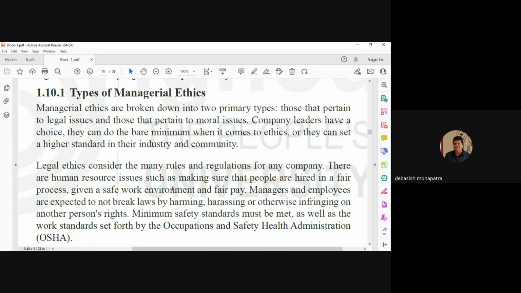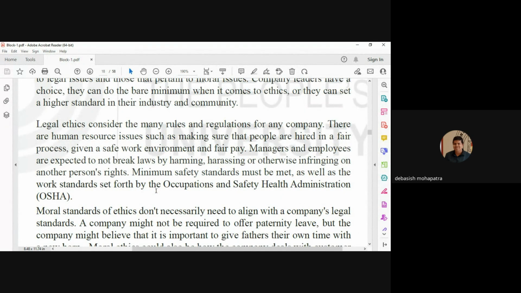There are human resources issues such as making sure that people are hired in a fair process, giving a safe work environment and fair pay. Managers and employees are expected to not break laws by harming, harassing, or otherwise infringing on other people's rights. Minimum safety standards must be met as well as work standards set forth by the Occupational Safety and Health Administration (OSHA).